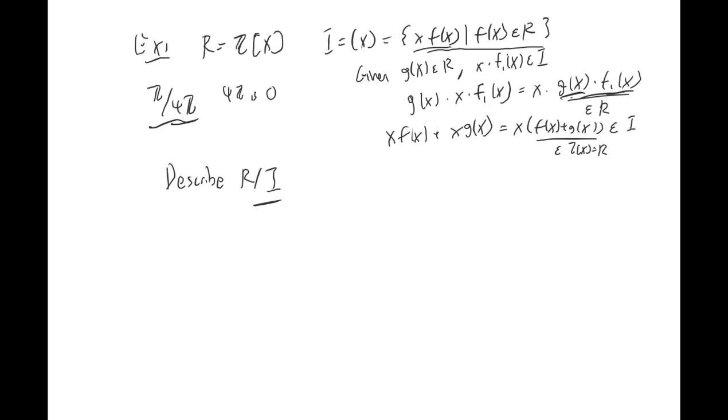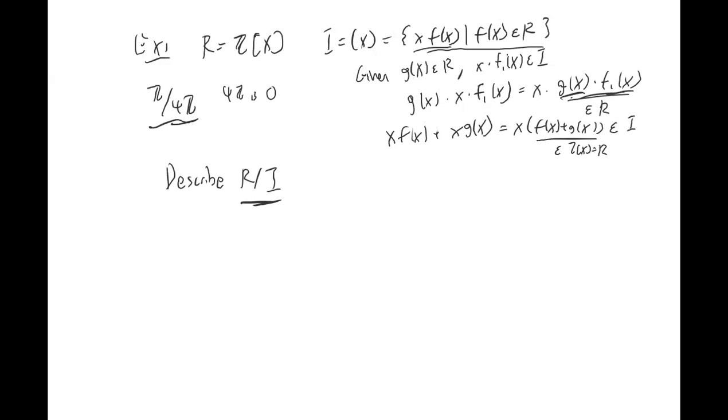If I is 0, what is I? Can anyone describe what I is for me? These are polynomials such that what? Do they have a linear term, quadratic term, constant term? What do they not have? Yeah, no constant term. So polynomials without a constant term is 0.